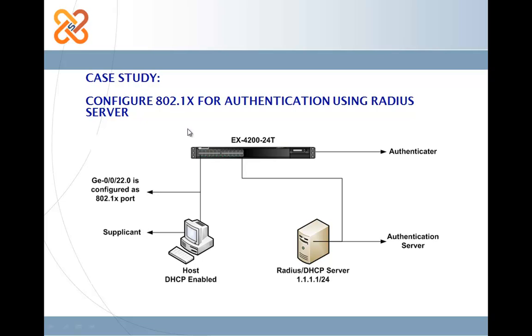Now, before going into the configuration area, let's discuss the components for 802.1x. There are three major components. The first one is the supplicant. What is a supplicant? A supplicant is a device which is trying to authenticate itself. The second component is the authenticator. The authenticator is the device which forwards the user credentials to the authentication server. The third component is the authentication server itself. In this example, we are going to use Radius as the authentication server. Let's see how we can configure the 802.1x protocol on an EX4200 series switch.